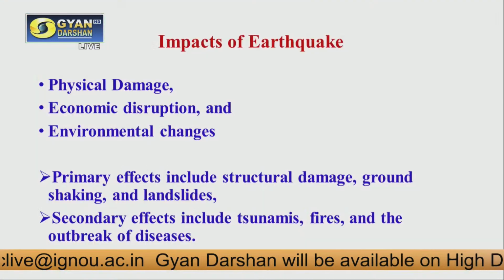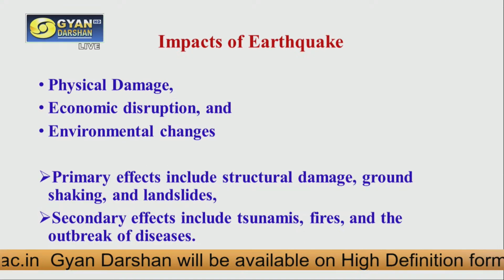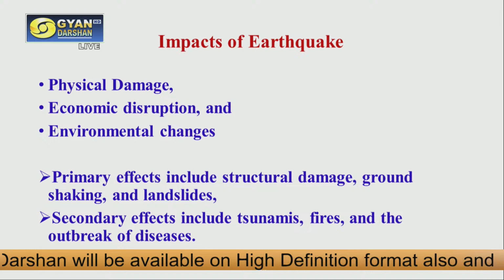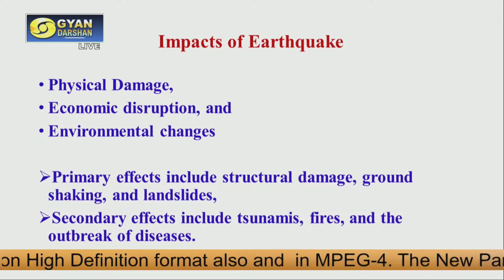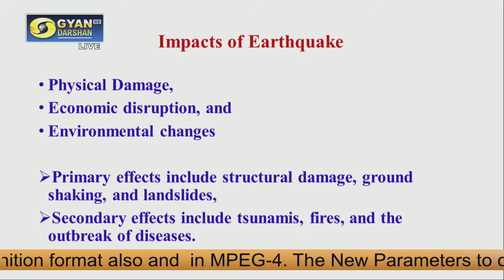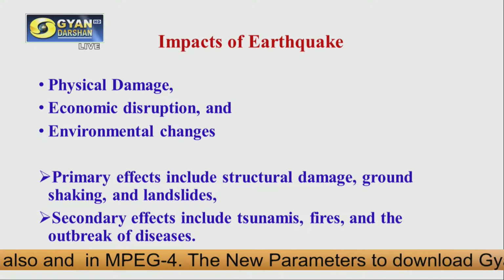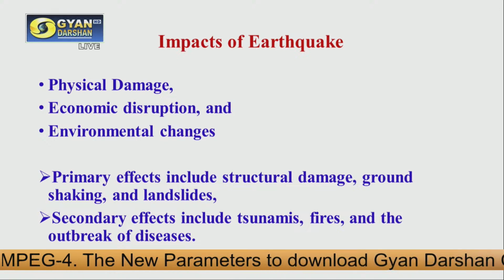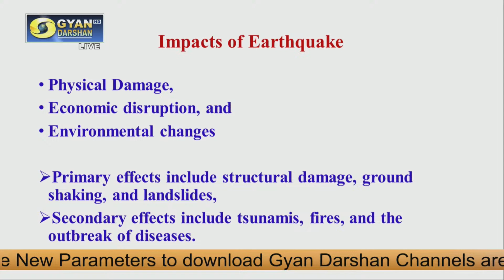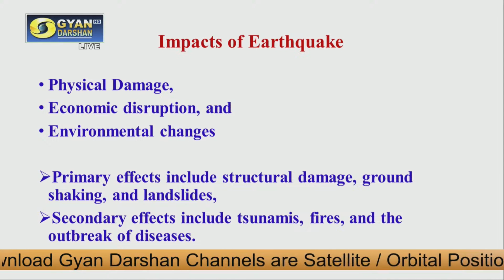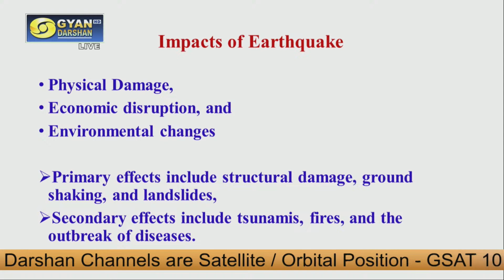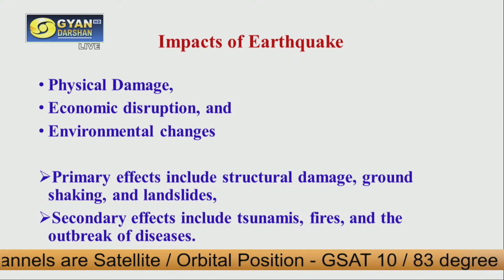Now let us see what the impacts of earthquakes are. These impacts are something similar to the primary and secondary hazards. Most of the things are covered there. What the impact may be, you can put into three categories or three headings: physical damage, economic disruption, and environmental changes.